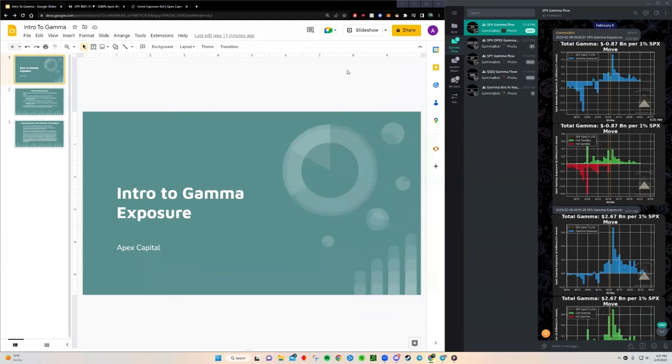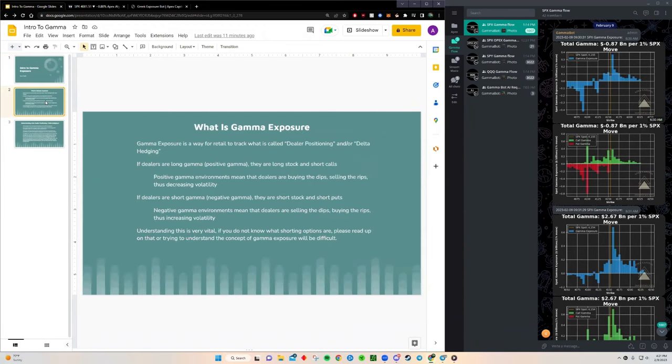I'm a co-founder of Apex Capital Investments, and this is our intro to gamma exposure. To start off, what is gamma exposure? Gamma exposure is a way for retail to track what is called dealer positioning and/or delta hedging. If dealers are long gamma or positive gamma, they are long stock and short calls.